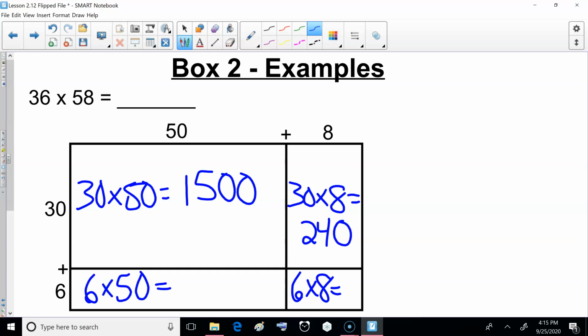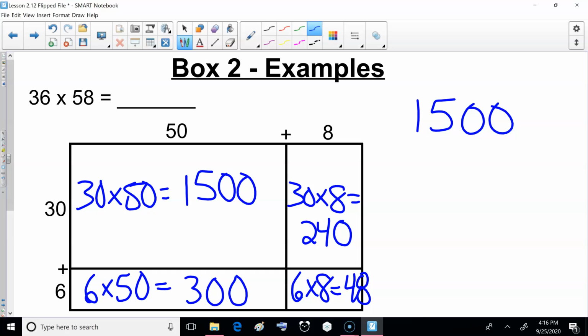Move to the bottom corner, we have 6 times 50. So 6 times 5 tens is 30 tens. And then 10 times 10 is 300. And last but not least, 6 times 8 is 48. Now I take all those numbers, make sure I line them up correctly. So I'd always take the big number. I like to do that one first, put it on the top, and I can match up the digits. So 1,500, 240, 300, and 48.